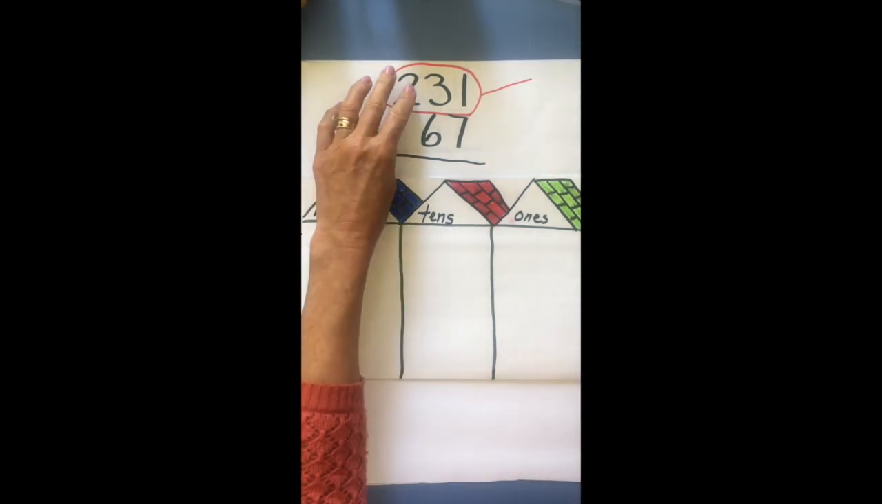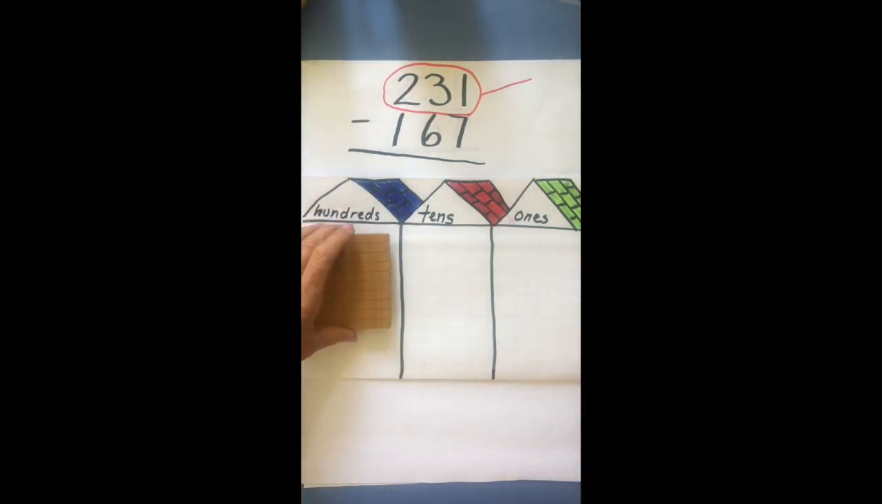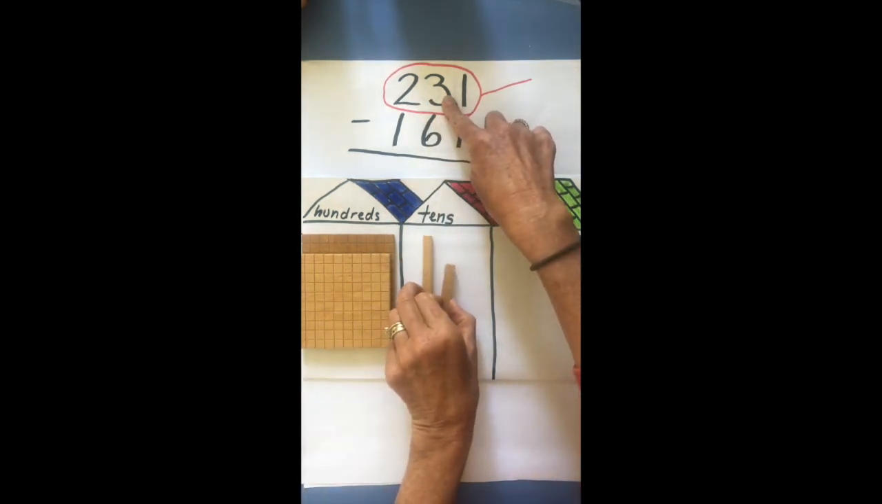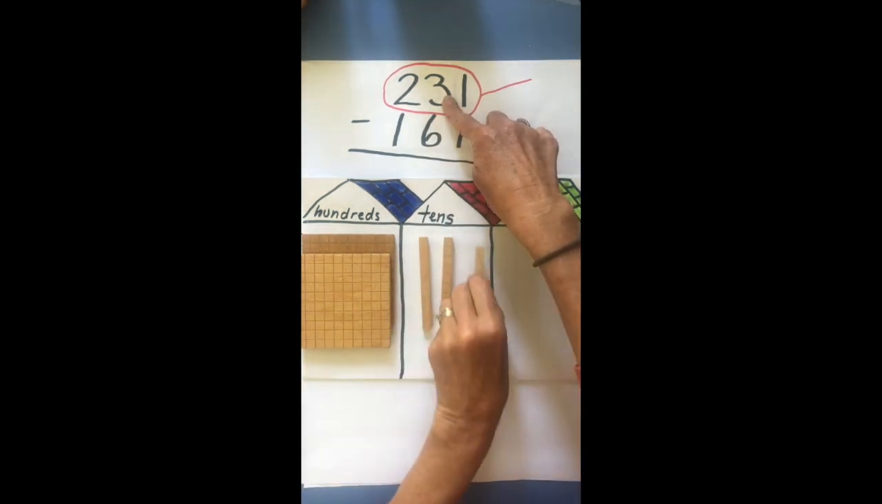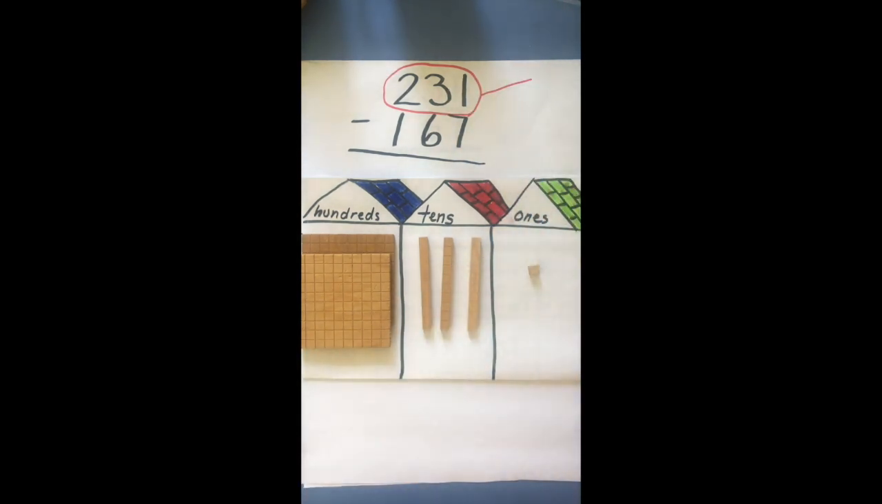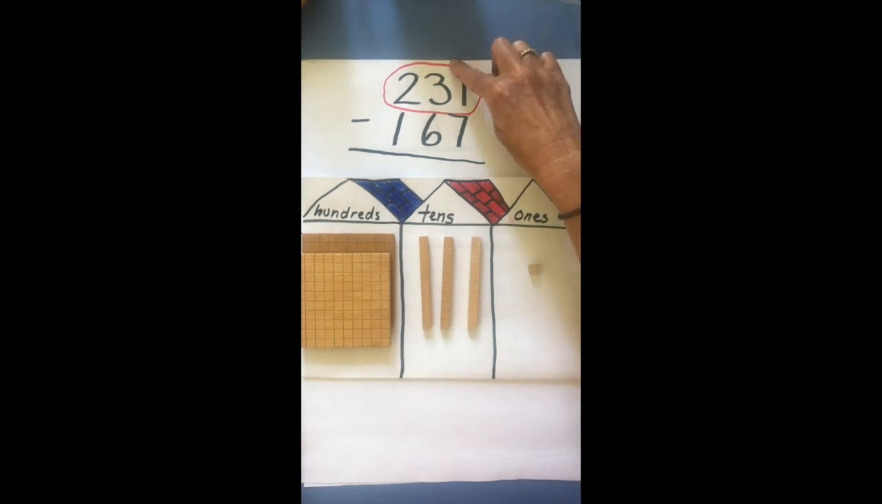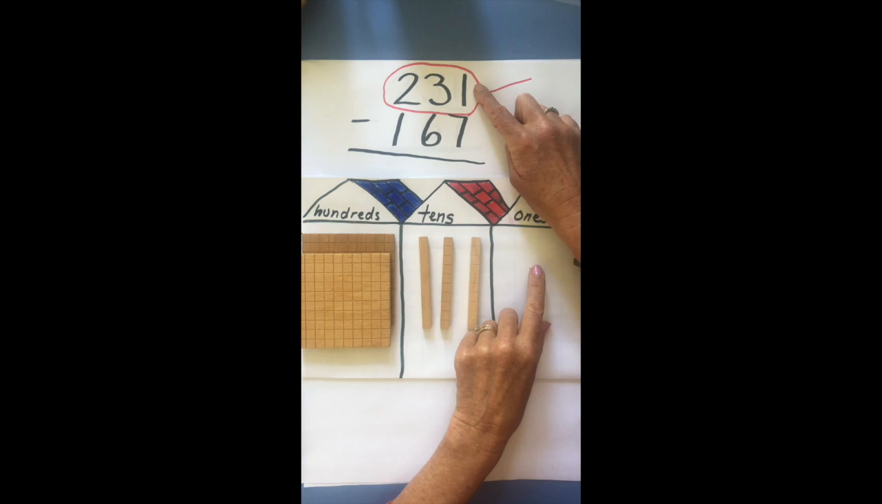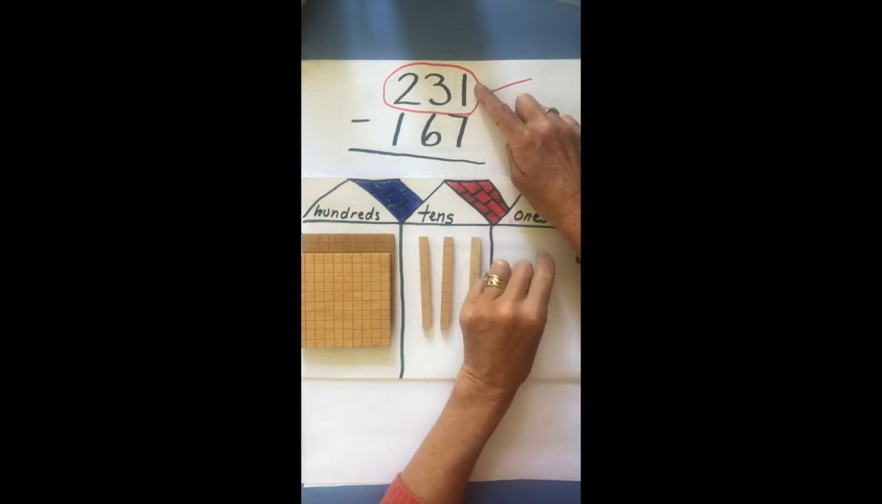So I'm going to only make this number with my base 10 blocks. I'm going to start with base 10 blocks, and then I'll go on to the other two methods. So I do 2 hundreds, 3 tens, and 1 one. Now, what they want me to do is take away. So just like with addition, I start in the ones house, and I'm going to take away 7. So I go to the ones house and I try to take away 7. Wait, I only have 1.